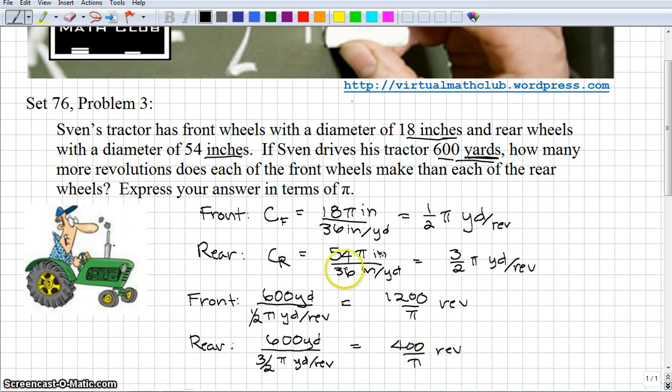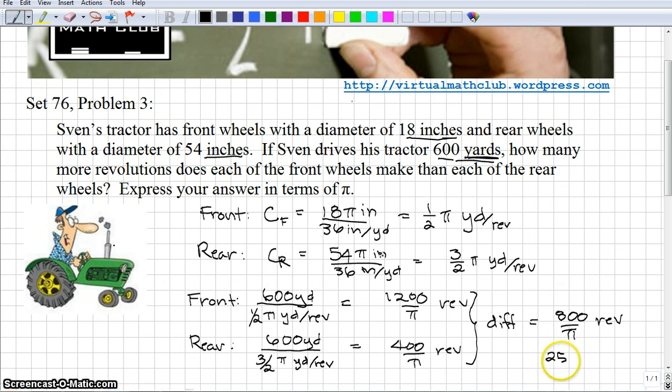Okay, and the question, let's always go back and look at what the question asked. The question asks, how many more revolutions does the front wheel make than the rear wheels? So let's take the difference of these two to get how many more. The difference between these two values is 1200 over pi minus 400 over pi, which is just going to give us 800 over pi revolutions. So the front wheel is going to make 800 over pi more revolutions than the rear wheel.